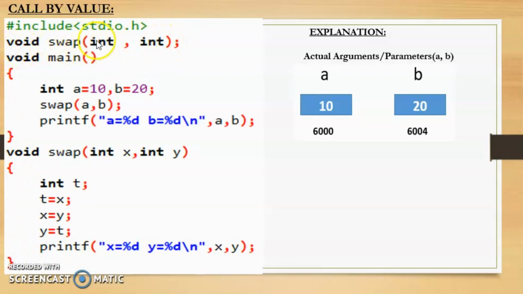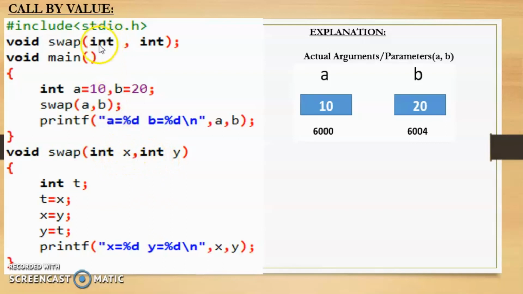Then in the brackets we specify the parameters. Here I have written int comma int, which means that there will be two integer parameters. Now if you look at this swap function, we can see that there are two integer parameters which are passed.